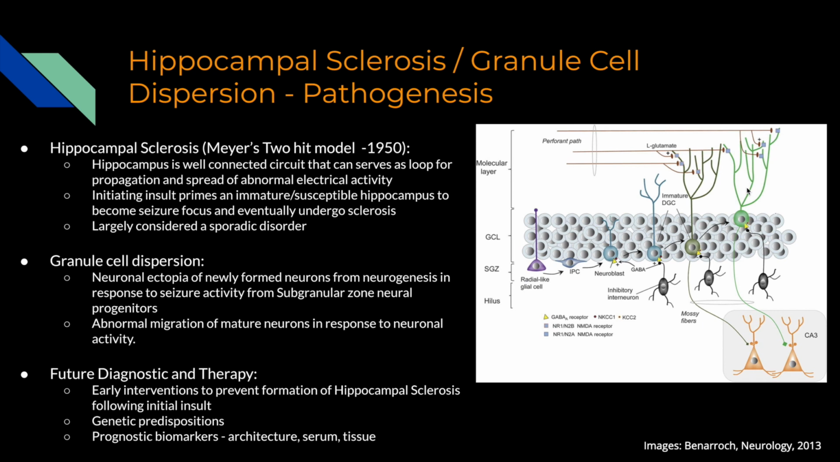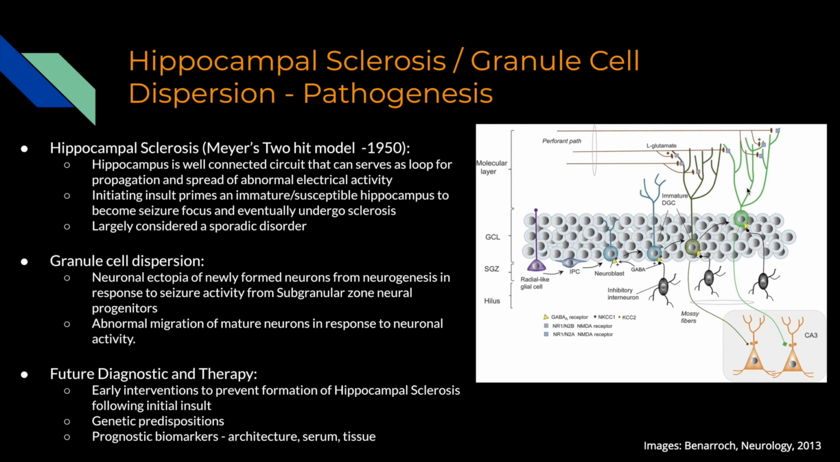In terms of future diagnostics and therapy, as we said, there's interest to see if we can prevent formation of hippocampal sclerosis, because once it's formed, it seems to become a very powerful focus for epileptogenic activity. Perhaps, are there any genetic predispositions? Even though it's a sporadic disorder that requires an environmental insult, or an insult in general, there may be some genetic predispositions that make some people more vulnerable to this process.